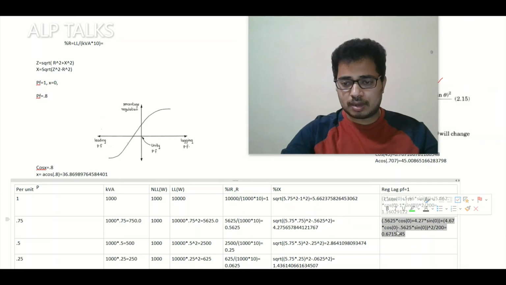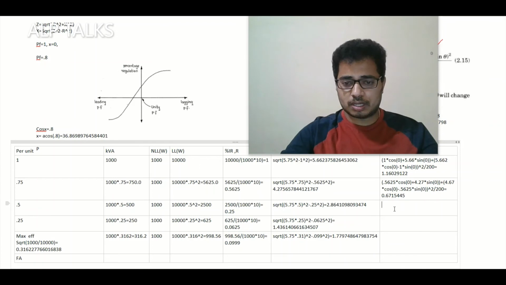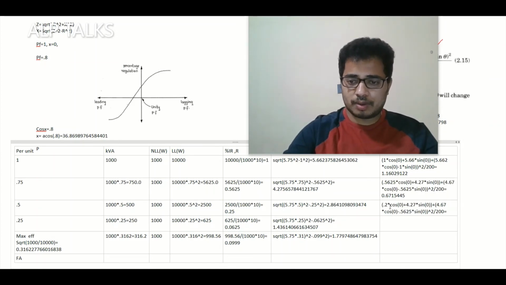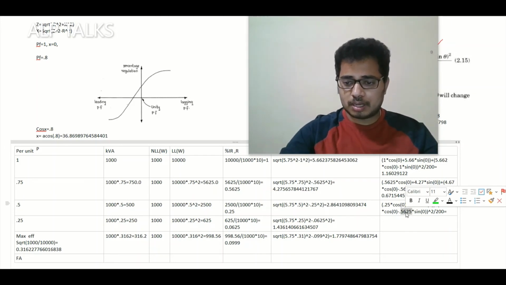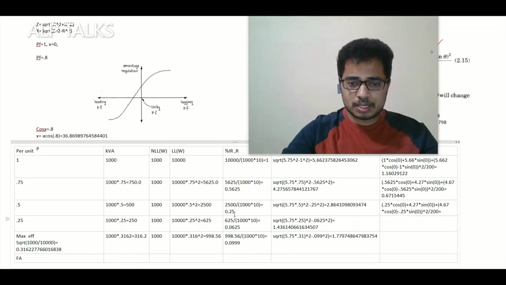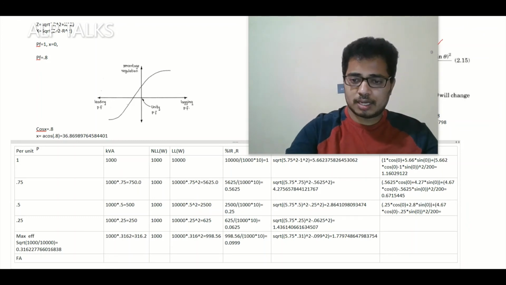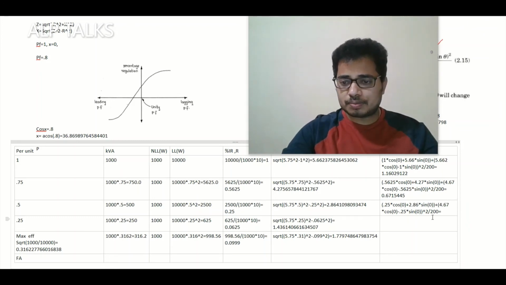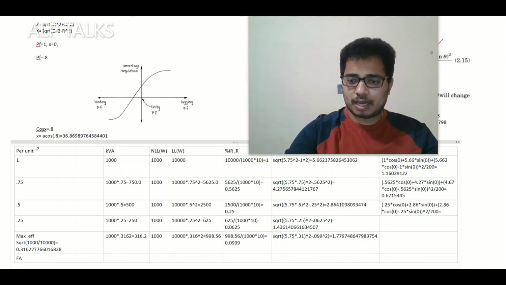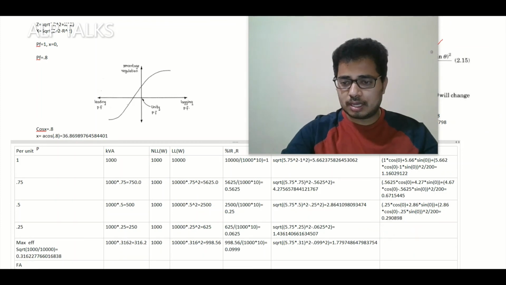So let's calculate similarly for other loads also. These are two loads also. So here 2.86, here 0.25 is the resistance contribution, you can see it here. So this is 0.25. So what is the reactance contribution? Reactance contribution 2.86. So here we will get 2.86. So here also we will get 2.86. If we substitute all the values, then we will get 0.29% in this case.